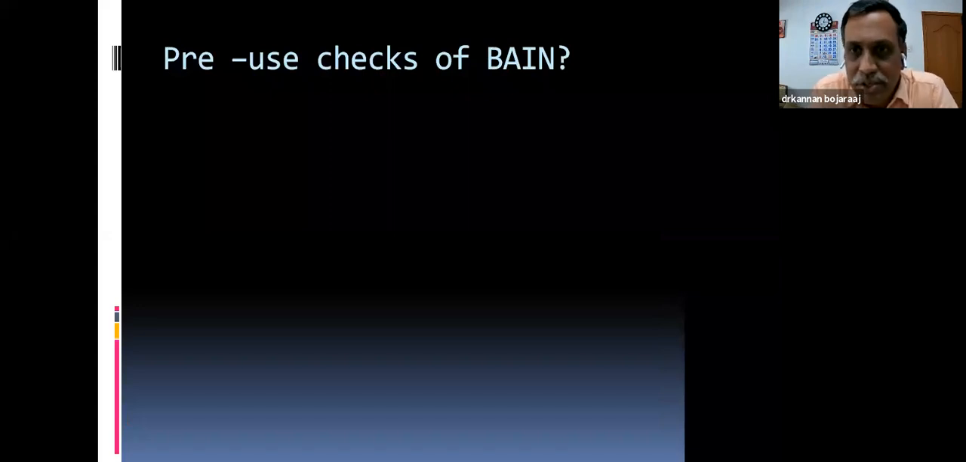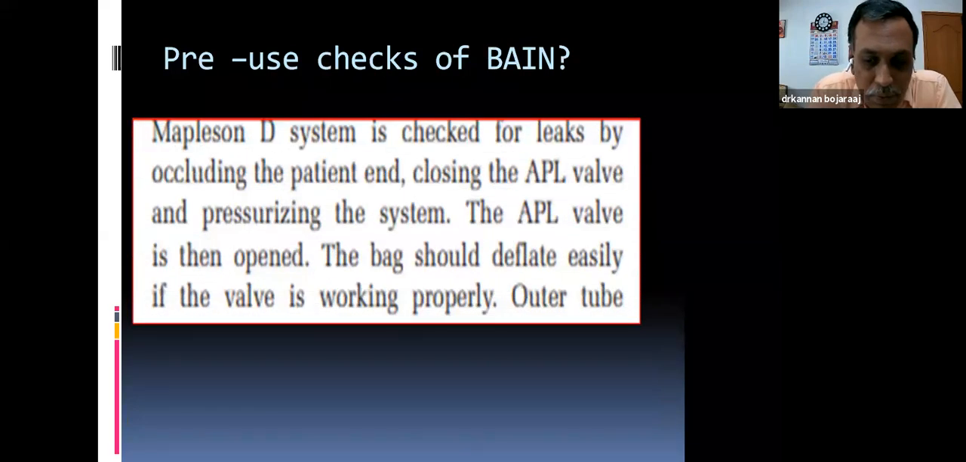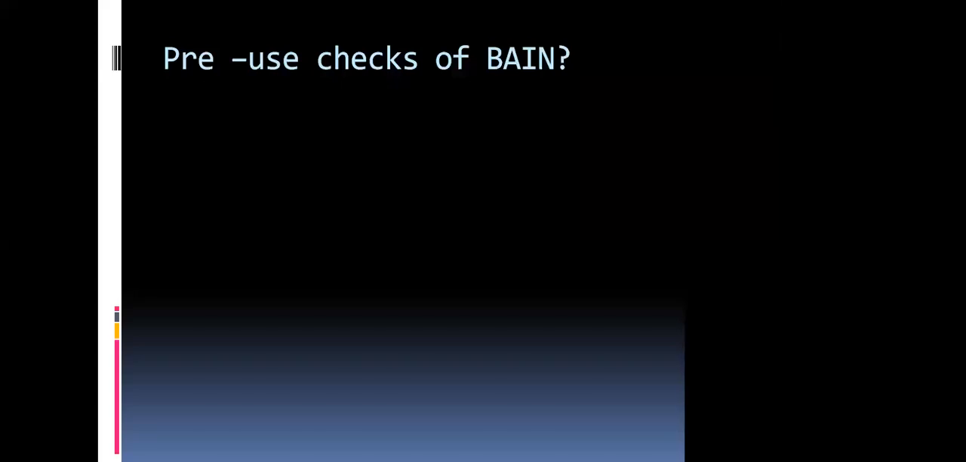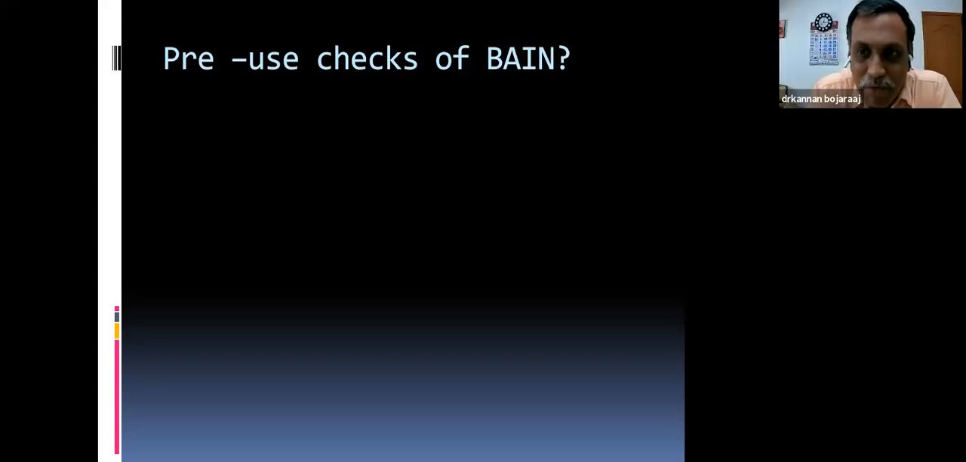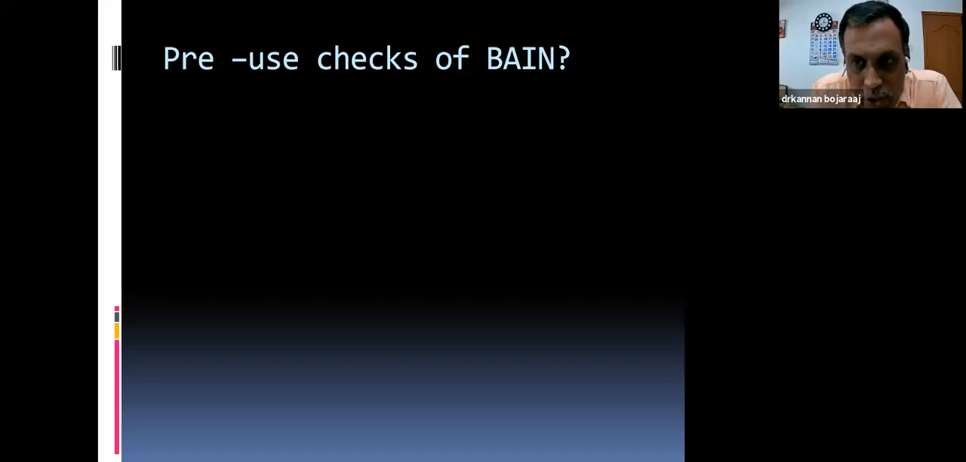How will you check this Bain system? That is most important. How will you check the Bain circuit? Sir, to check the integrity of the inner tube, Pethick's test is followed, sir. Can you explain what it is? Sir, we have to occlude the patient end and use an oxygen flush. If the inner tube is patent, due to Venturi effect, after removing the occlusion, the bag will deflate, sir. But you are occluding the... Which tube are you occluding for the Pethick test?